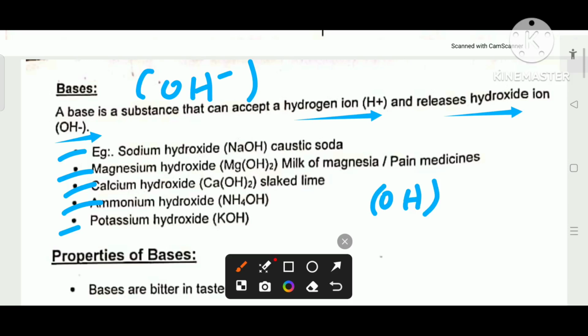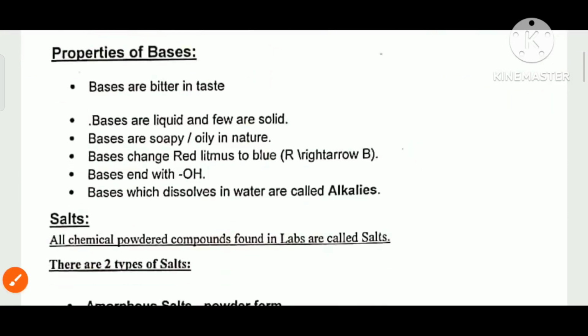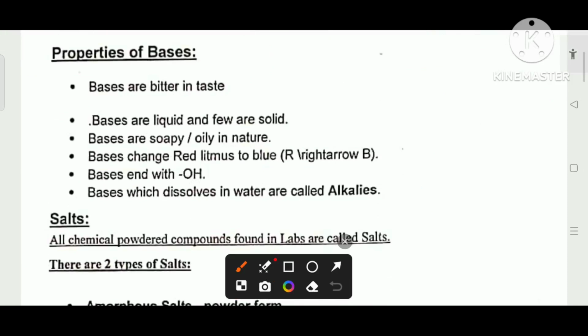Now let's move on to the properties of bases. Bases are bitter in taste. Bitter means nothing but kadwa. Got it? Now bases are liquid and few are solids.